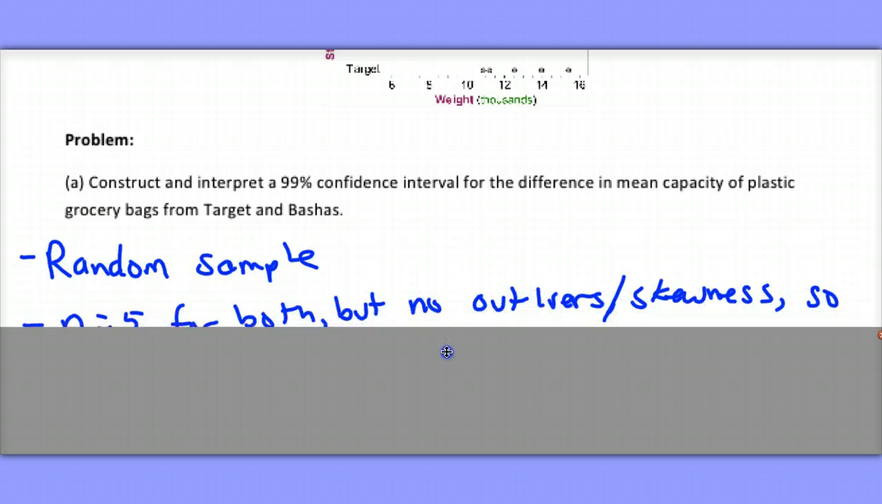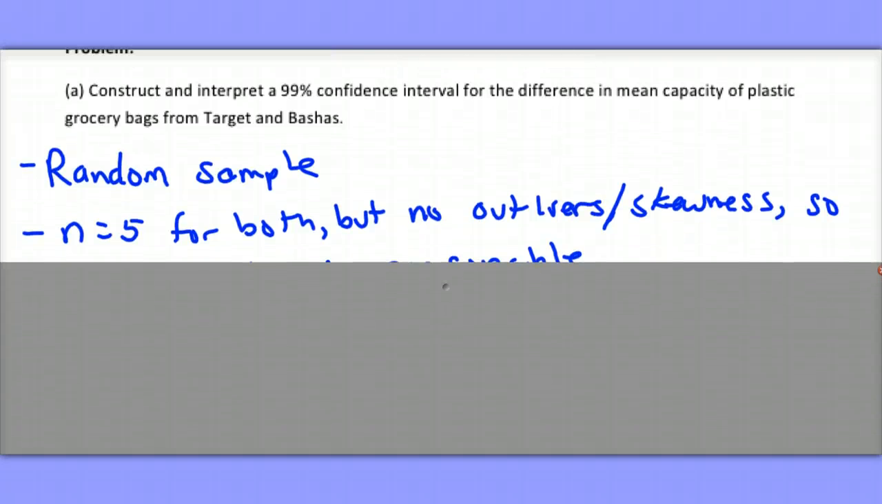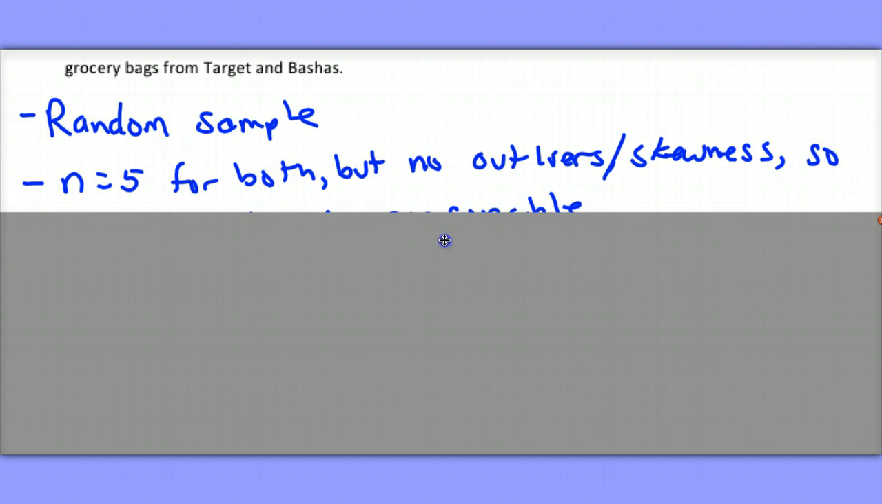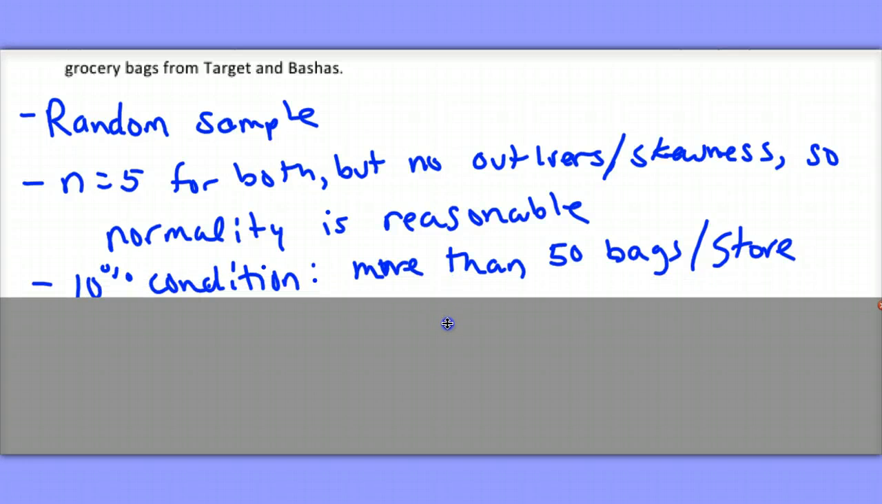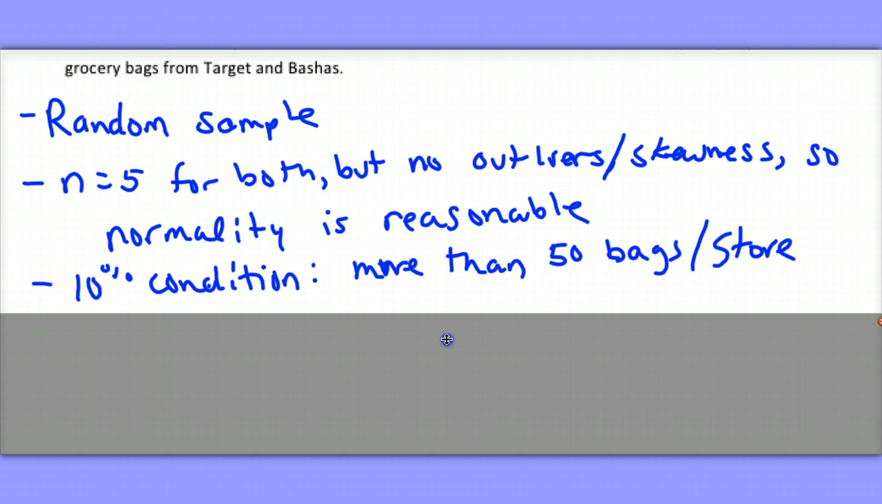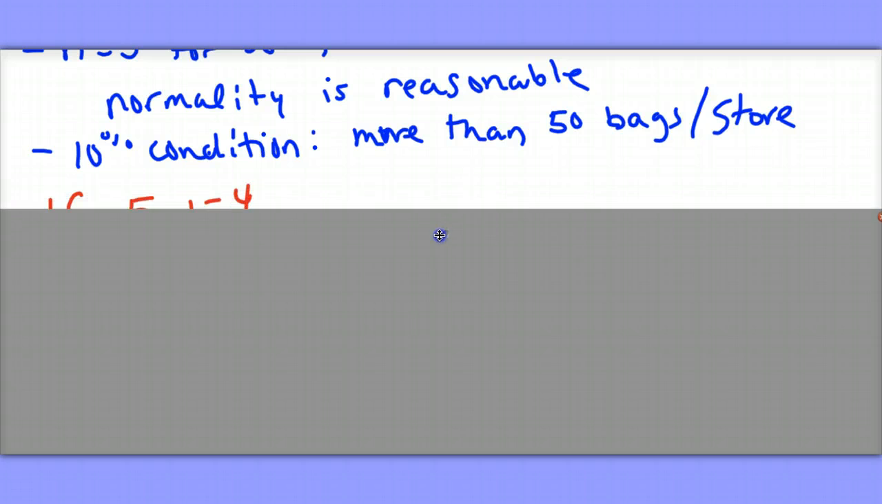So yes, we have a random sample. I'm just checking the conditions here, and it was 5 for both, but there were no outliers or skewness, so we're going to say normality is reasonable, although I would use caution in this case since the sample size really was that small. And obviously it makes sense that there's more than 50 bags in the store. We haven't violated the 10% condition.